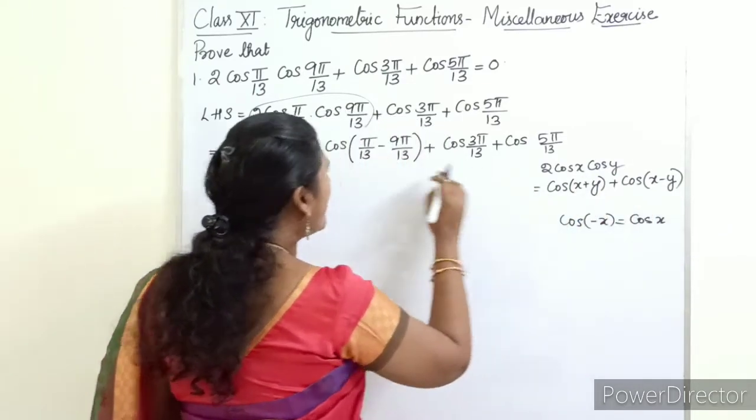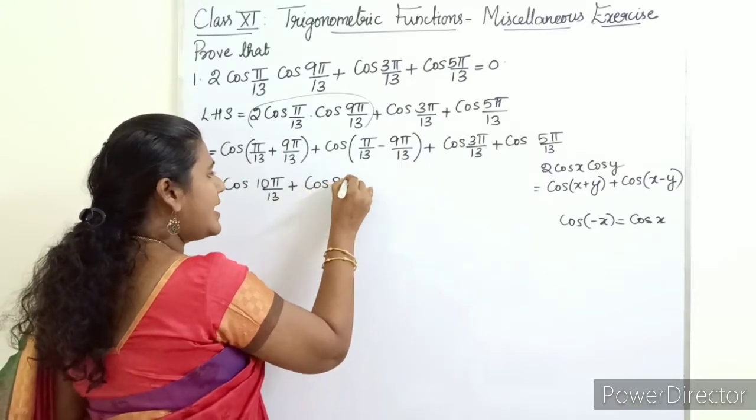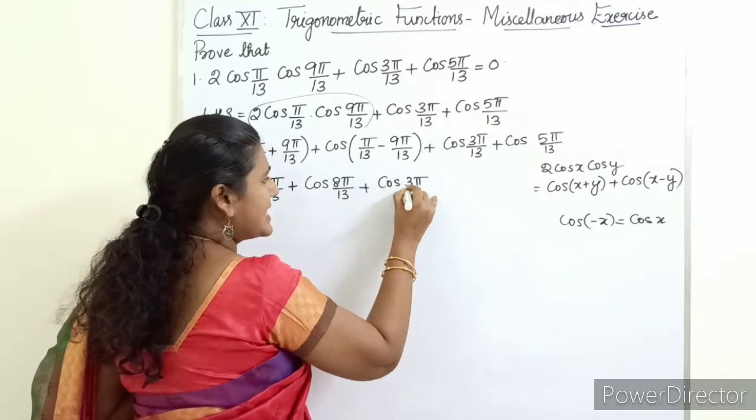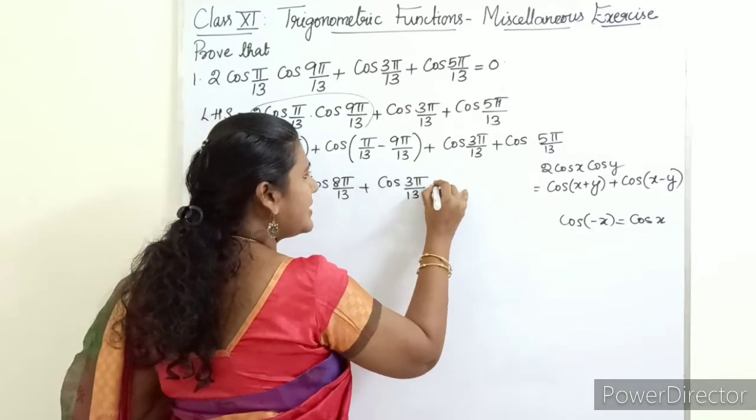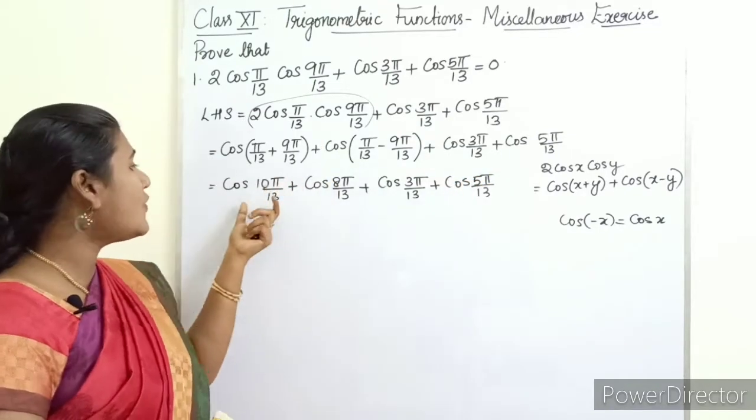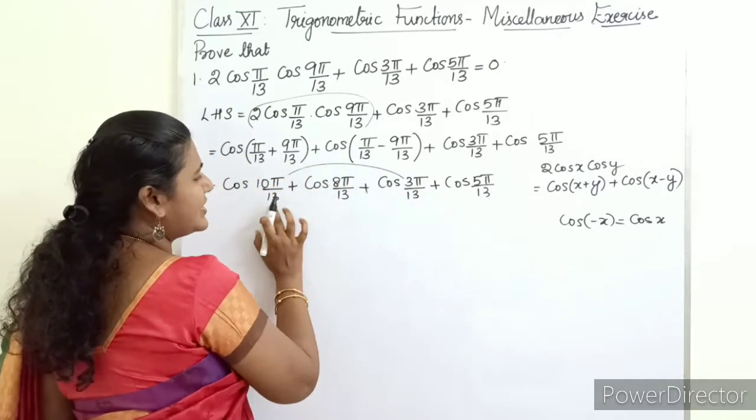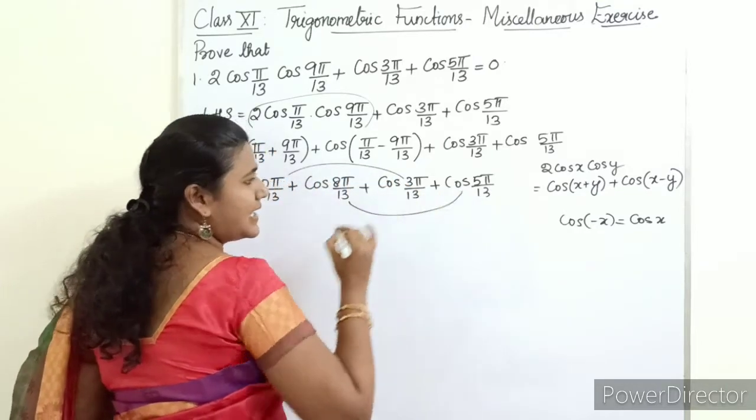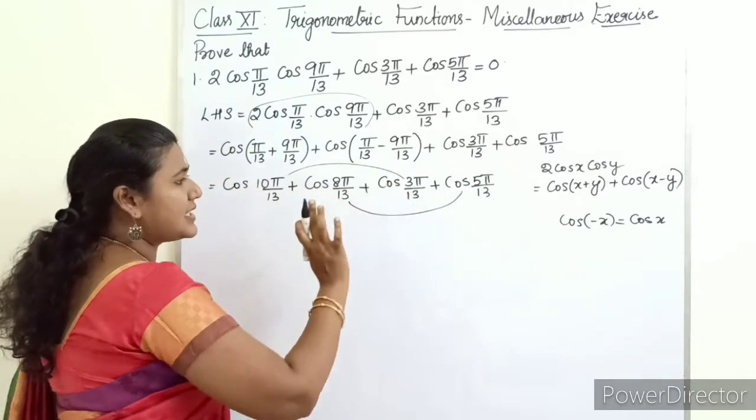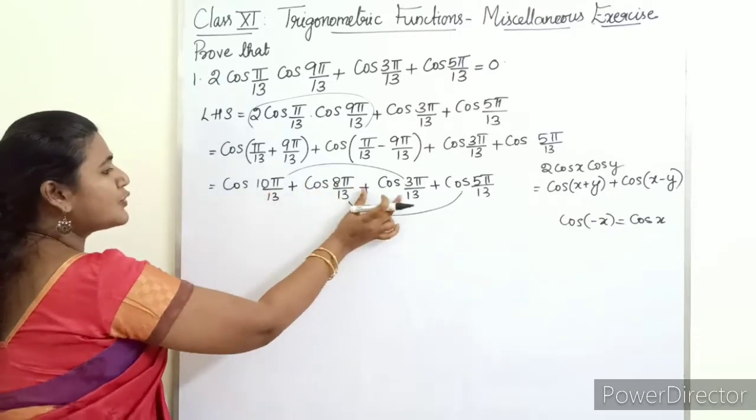So we can write cos of minus 8 pi by 13 as cos 8 pi by 13, plus cos 3 pi by 13 plus cos 5 pi by 13, the other terms as they are. Now we group the terms. Which terms are we going to group? This 10 pi term and the 3 pi term, the first and third, and the second and the fourth. Why are we grouping like this? Because 8 plus 5 is 13 and 10 plus 3 is 13. So we are going to group these two.